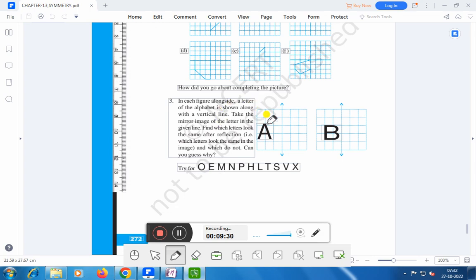Here is A. If you draw a vertical line like this, then this will be the mirror image of that. In B, if you take a horizontal line, then that will be the mirror image of that. In case of O, you can take either a horizontal or vertical line. In case of E, you have to take a horizontal line of symmetry to get the mirror image. In case of M, you have to take a vertical line of symmetry in between to get the mirror image. In case of N, you will not get the mirror image, right? You can get the mirror image, but you have to write like this. This is N. If you do this way, then it will be like this.